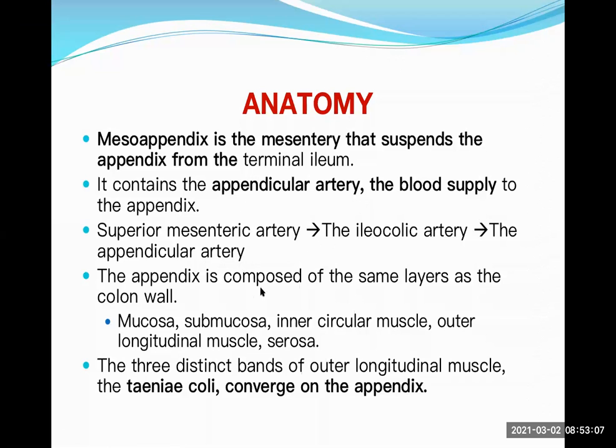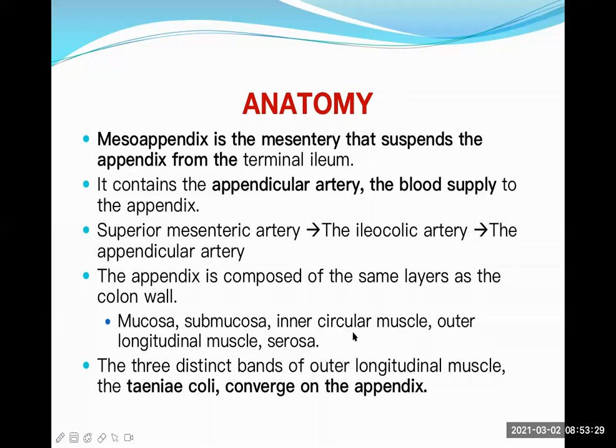Now, let's go to the histology of the appendix. Just like any other part of the GI tract, there are four layers: mucosa, submucosa, muscle layer, and serosa. The muscle layer has two components, circular and longitudinal. Circular is inside, longitudinal is outside.